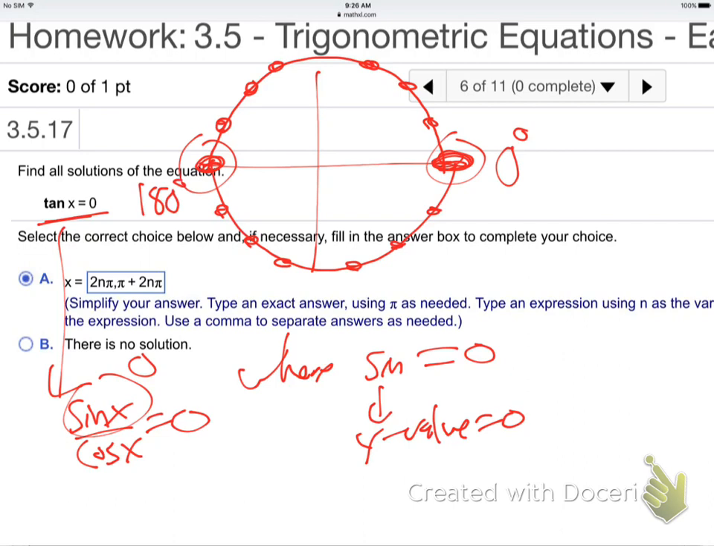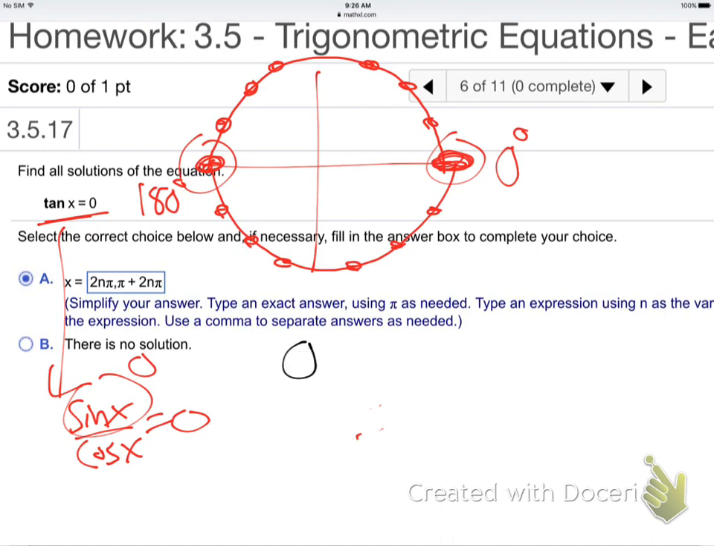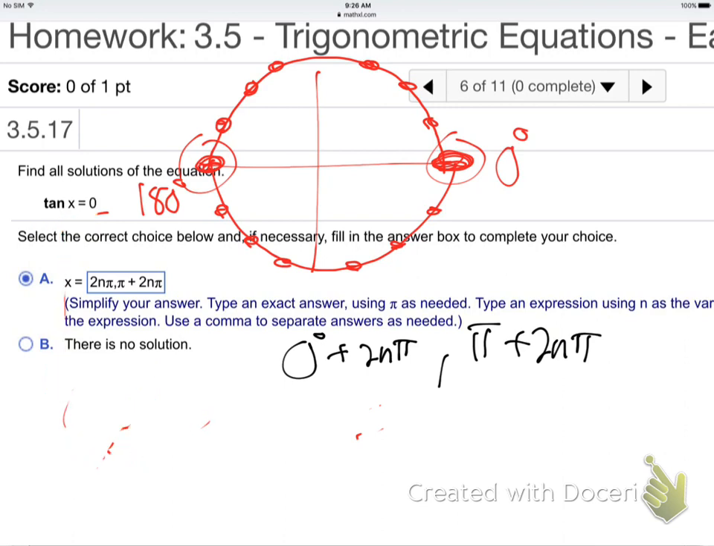Okay, now for the new part. Normally, we would say it's those two answers: 0 plus 2 n pi, comma, 180, or let's just make that pi, pi plus 2 n pi. That would normally be right if this was sine or cosine. So let me write a special note for you over here.